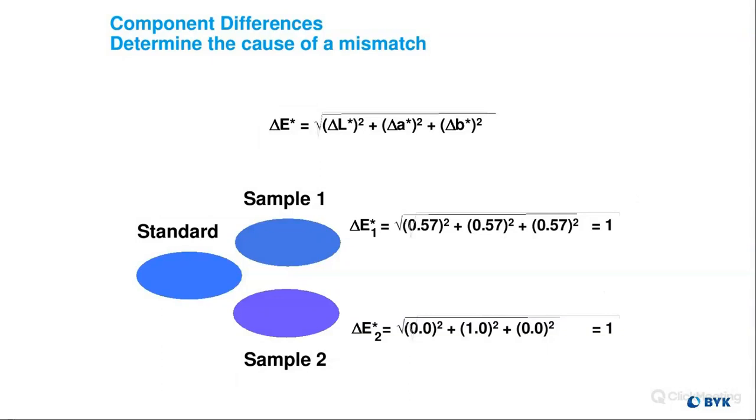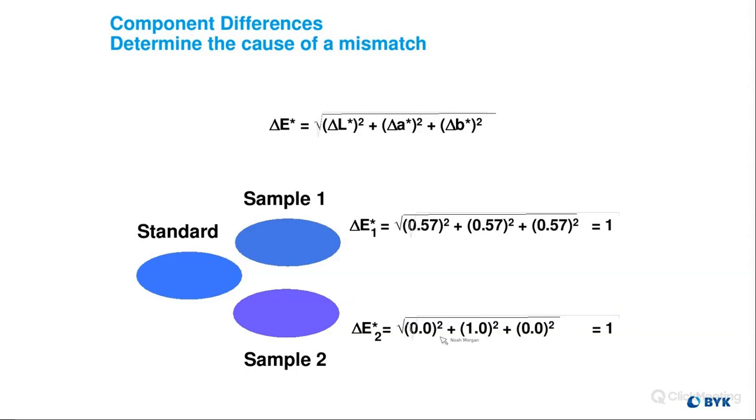So looking more into the delta E star equation, we have an example here. We have a standard blue, we have a sample 1, we have a sample 2. In sample 1, we have our delta E star equation, and we see across the board, for all three values, L, A, and B, the difference is pretty much proportional throughout the entire sample. We end up getting a delta E total value of 1.